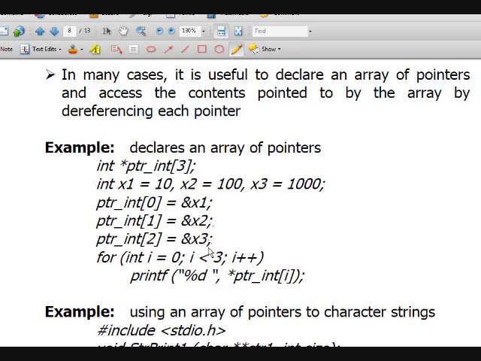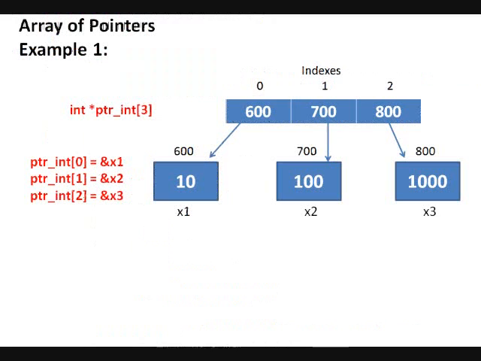So if you want to display these values 10, 100, and 1000 through the pointers, then we can just simply use a for loop such as this and use a dereferencing operator and an index. In the first iteration, it will print the value pointed to by the address located in ptrint index 0. Then in the next iteration, i becomes 1, so it will dereference the value located at the address in ptrint index 1, and so on. So this is how it looks.